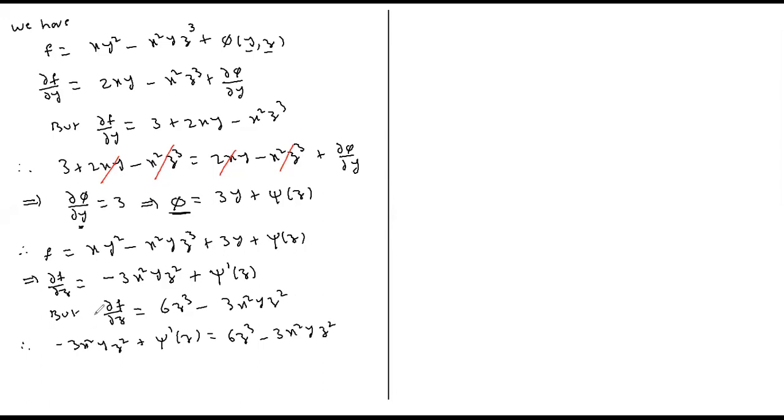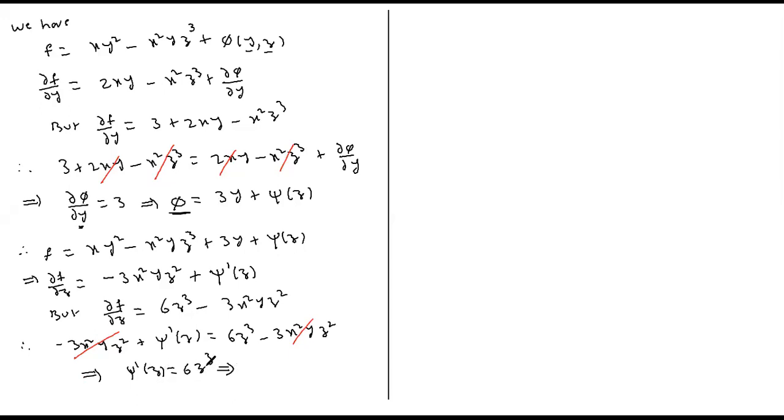Again cancel out common terms. Minus 3x square y z square and minus 3x square y z square get cancelled. So what is remaining is xi dash of z is equal to 6z cube. Okay, so are we in the right line? We are in the right line, because the left hand side is purely a function of z. The right hand side also you are seeing is purely a function of z. If you are seeing some other variables, then that means somewhere you made a mistake. Okay, so now we are on the right path.